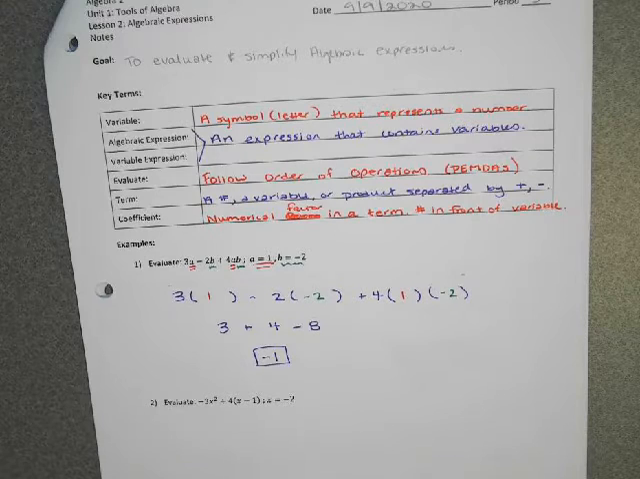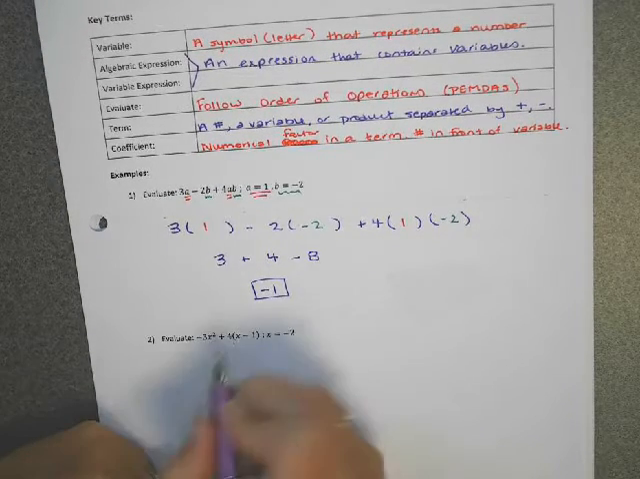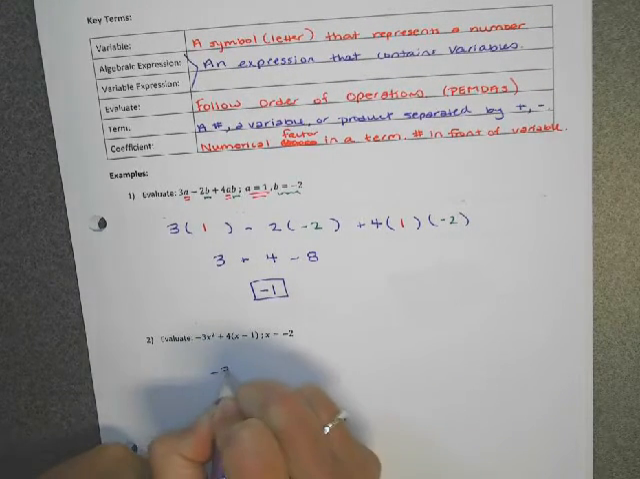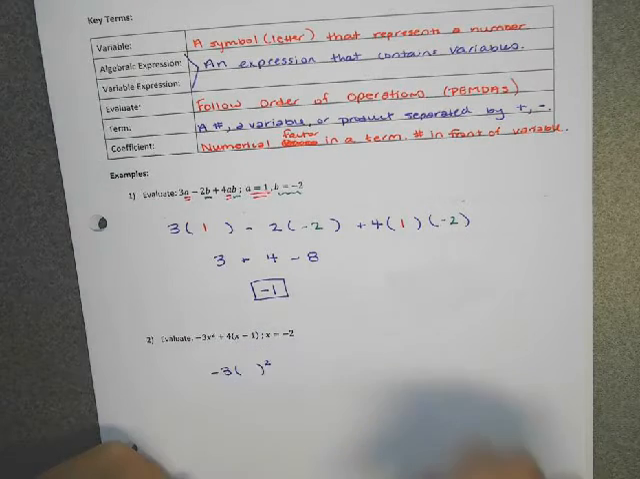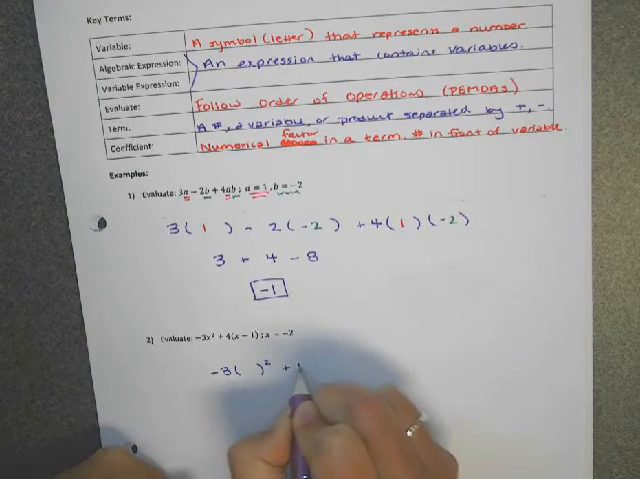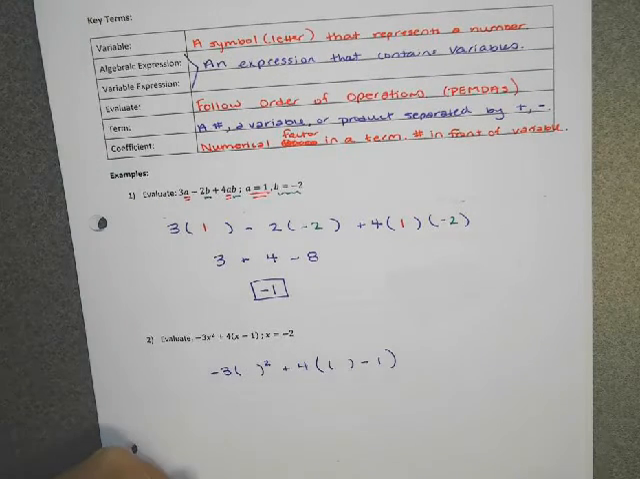All right, same thing with the next one. The next one just has an exponent in it. And I wanted to show you how we're going to put the parentheses. You want to make sure that the parentheses are just around the variable itself. So -3, we have parentheses, and then it's squared. Okay, the exponent's going to be outside. +4 times, there's your x, -1.